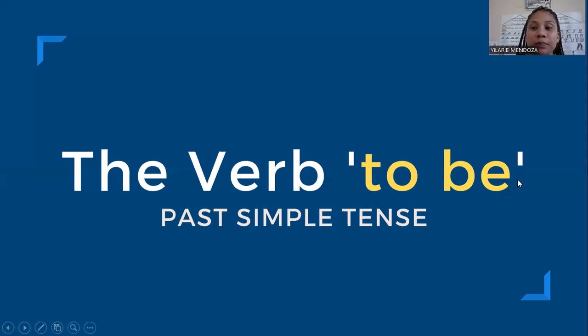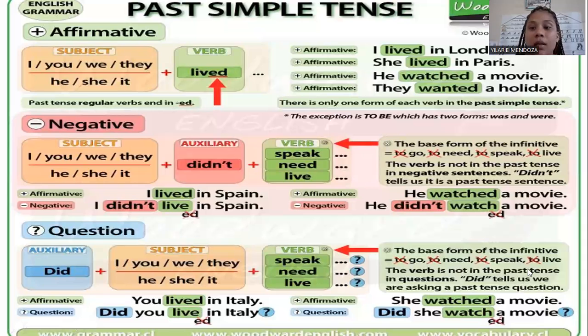The past simple tense. In the affirmative, the form is subject plus verb. The negative is subject plus auxiliary plus verb. In this case, the auxiliary is did. In negative it is didn't, or did not. Okay, in the questions it is auxiliary did plus subject plus verb.